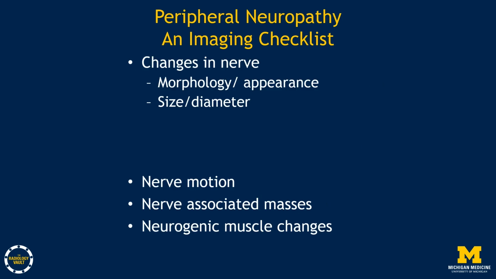How do we approach assessment of peripheral neuropathy on imaging? First and foremost, we look for changes in their morphology or appearance, be it ultrasound or MR. We look for changes in size, focal constriction, diameter changes, and these changes could be segmental, multifocal, or diffuse. In addition, we assess nerve motion, which could be normal or pathologic. We look for nerve-associated masses, which could be primary tumors, peripheral nerve sheath tumors, or secondary involvement of peripheral nerves. And we look for neurogenic muscle changes as well.